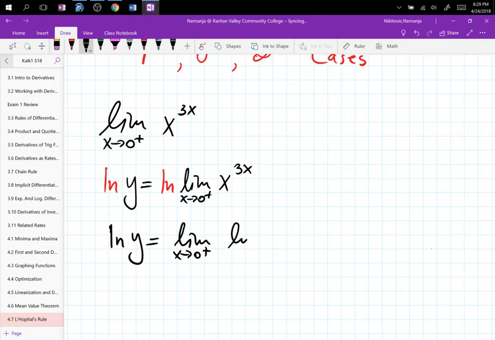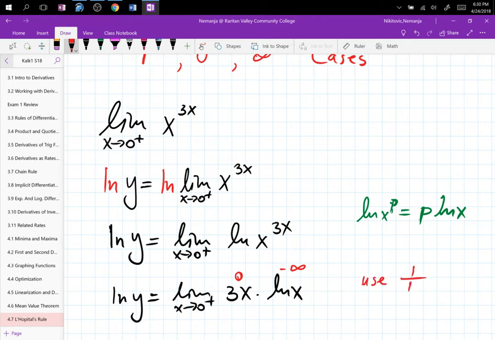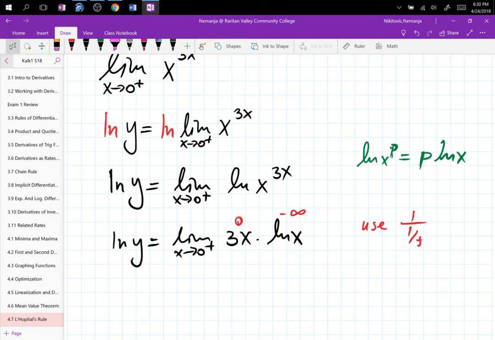And now you have ln of x to the 3x. The rule for logs says that ln x to the p is p ln x. So this exponent of 3x is going to drop in front of ln. So ln y is the limit, x goes to 0 plus, of 3x times ln x. Now as you are approaching 0 from the right, the 3x term is 0, and ln x of 0 is negative infinity. So you have your 0 times infinity case. So now we'll use 1 over f to turn that product into division so that we can use L'Hopital's rule.